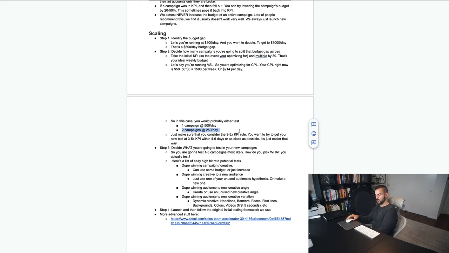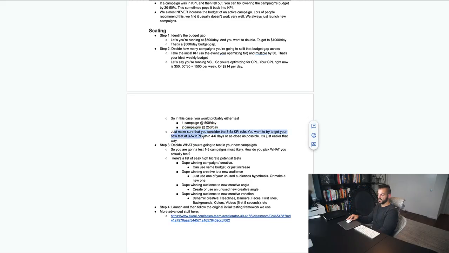The one at 500 has a higher chance of working, and you're going to know if it's working much quicker because you're spending more and the optimization is going to be better. But two campaigns also give you a better chance that one is going to work, right? So it doesn't matter. It also depends on how many creatives you have to test. So just pick one, but make sure you consider the 3 to 5 times KPI spend rule, because ideally you want to get the new test to 3 to 5 times KPI within 4 to 6 days or as soon as possible.